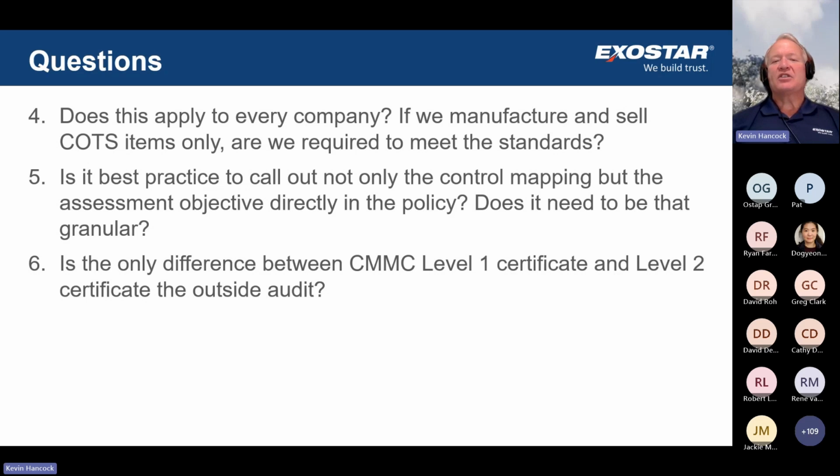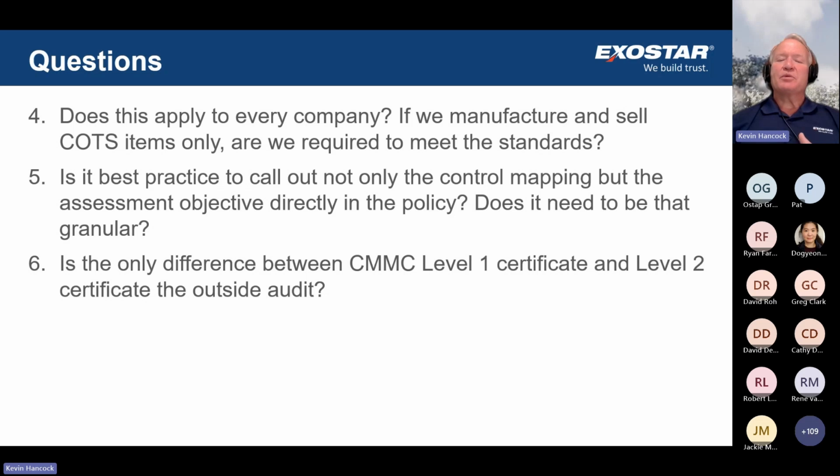So number 5, is it best practice to call out not only the control mapping, but the assessment objective directly in the policy? Does it need to be that granular? At the policy level, it may not be. You may not have to call out each assessment objective. For those of you who aren't familiar with it, the assessment objectives are what most people call those determine if statements. That's what the assessor is going to basically test you on in that particular control. It's determine if the organization does this, determine if the organization does that. But you will want those determine if statements covered in your implementation, right? This is how we do this policy, this is how we've implemented this policy. Those things will be a little more granular, and then you'll need the evidence that backs those things up as well.